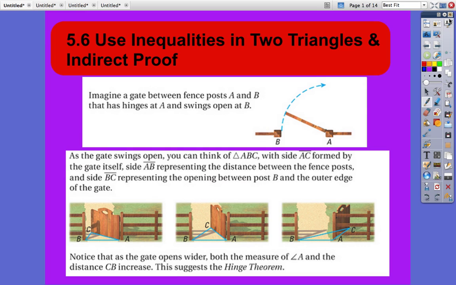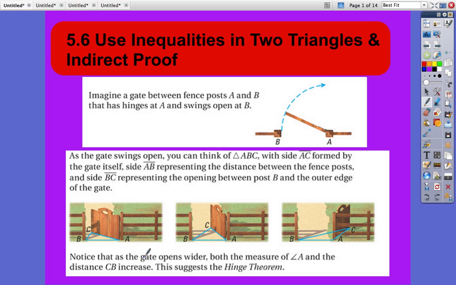And indirect proof. Imagine a gate between fence posts A and B that has hinges at A and swings open at B. So picture a door or a gate. Here at A, it swings open, and this blue dashed line represents the arc of how the door swings. As the gate swings open, you can think of triangle ABC with side AC formed by the gate itself and side AB representing the distance between the fence posts, and side BC representing the opening between post B and the outer edge of the gate.